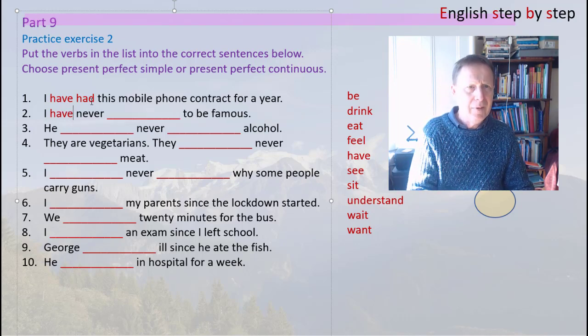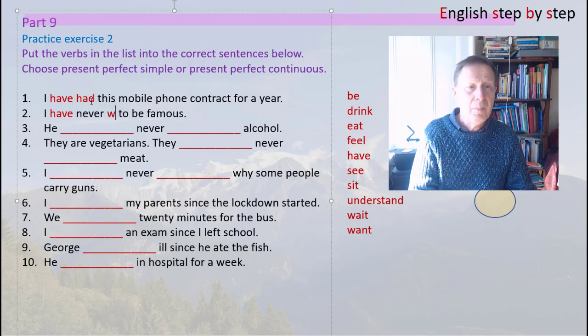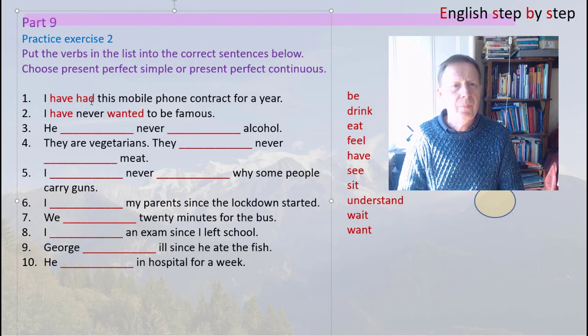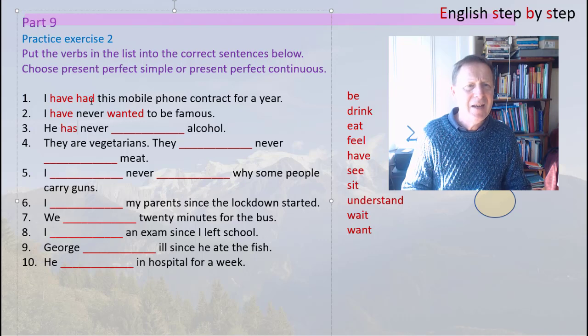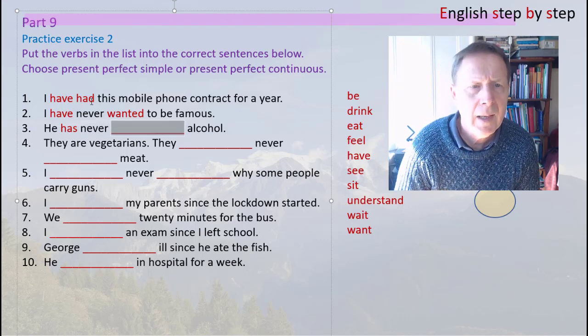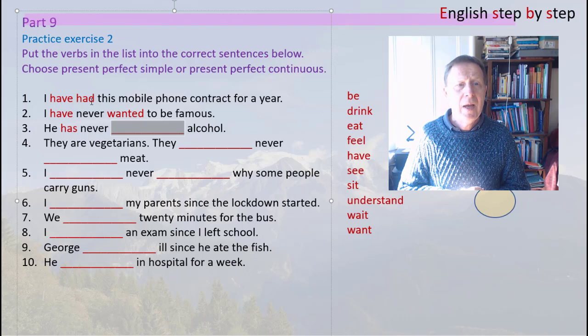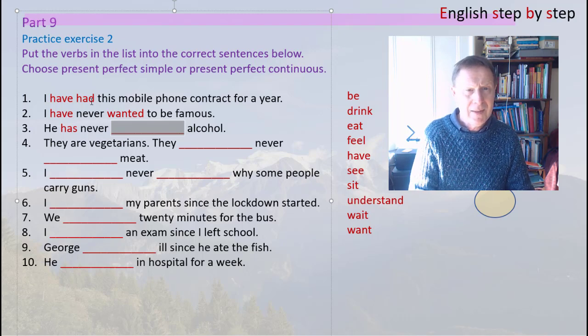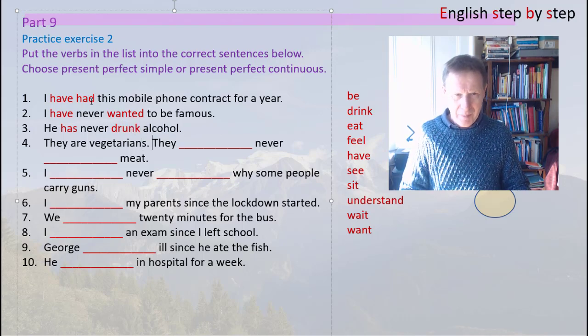Next one. I have never to be famous. Now, the only verb I can see that fits would be want. So let's put the past participle here. I have never wanted to be famous. And the next one is also with never. So he has never, and it's about alcohol, and the only verb is really drink. Now we can't use the continuous because we have the adverb never. So we need to make it into the simple form of the verb, which is he has never drunk. That's the irregular past participle.